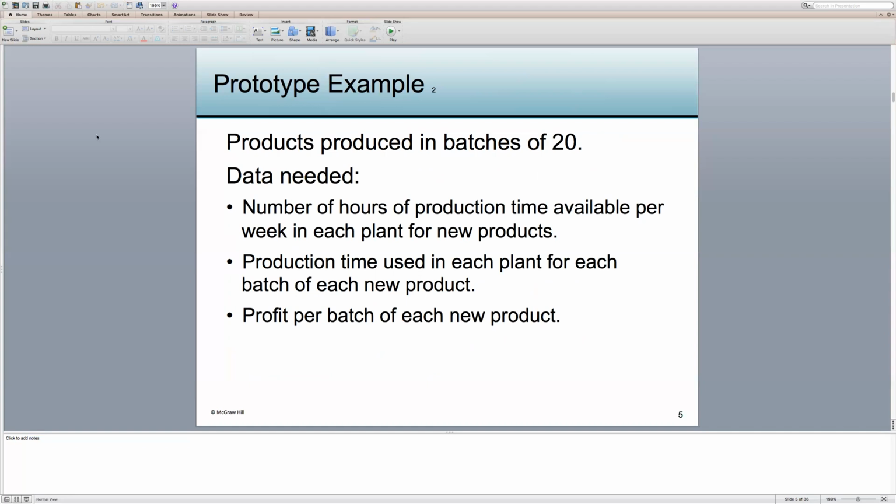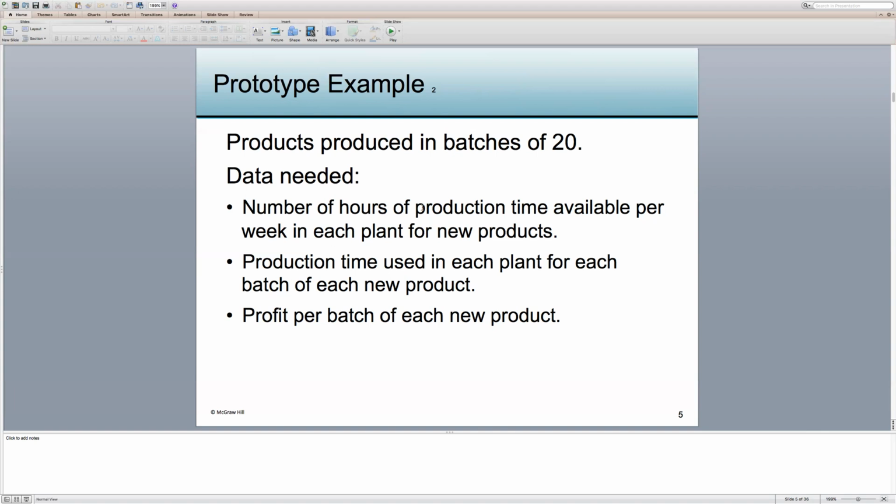And what data do we need in order to try to figure out the best use of the resources available? The first is the number of hours of production time available each week in each plant for these new products. So you have 3 plants, and a plant can run 30 hours a day, for example. There's only 24 hours in a day. And maybe there are other products that are being produced. So there's a certain number of hours where each plant can be used for one or the other of these 2 new products.